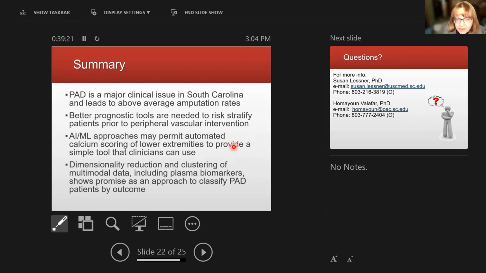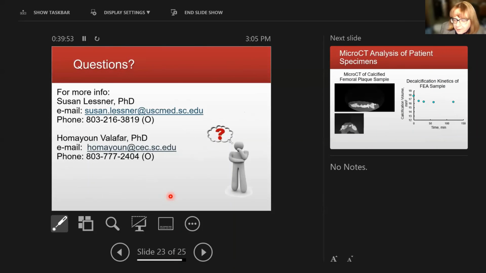We think that machine learning approaches are going to allow us to automate calcium scoring in the lower extremities to provide a simple tool for clinicians to use, similar to the Agatston score in the coronary circulation, and that the dimensionality reduction and clustering of this multimodal data set shows promise as an approach to classify peripheral arterial disease patients by their longer term outcomes. So with that, I'd be happy to answer any questions.